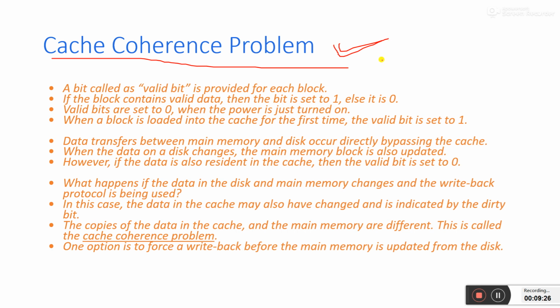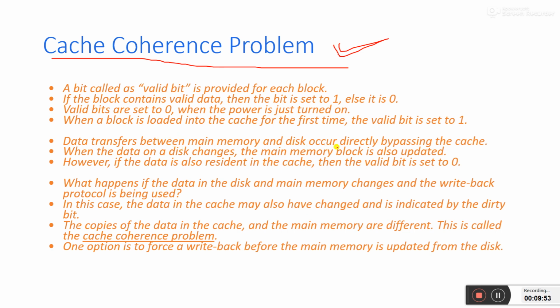When you switch on your system, the blocks contain a valid bit of 0. When a block is loaded into the cache for the first time, the valid bit is set to 1. Data transfers between main memory and disk occur directly, bypassing the cache.